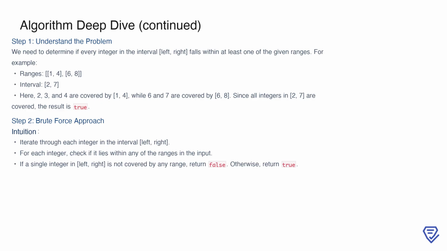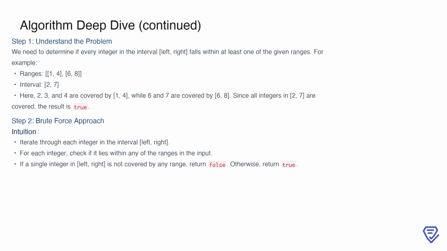To solve this, we first need to understand the problem deeply. Imagine we are given the ranges [1, 4] and [6, 8], and the interval [2, 7]. Here, the integers 2, 3, and 4 are covered by the range [1, 4], while 6 and 7 are covered by the range [6, 8]. Since all integers in the interval [2, 7] are included in at least one of these ranges, the result would be true. Now, the simplest way to approach this is through a brute force method.